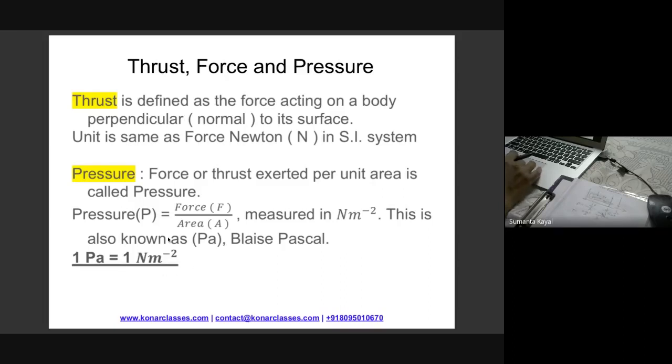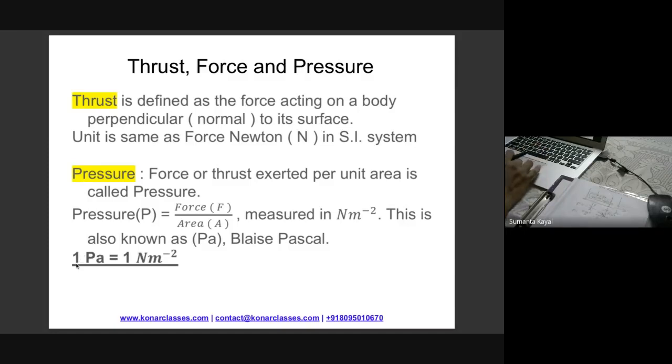Please remember this. Don't denote pressure as Newton, it will look something funny. Sometimes I give an example. If somebody asks how long did you sleep, and I tell you I slept for 7 kg or 5 kg, it sounds funny. We do not understand anything when I say I slept for 5 kg.